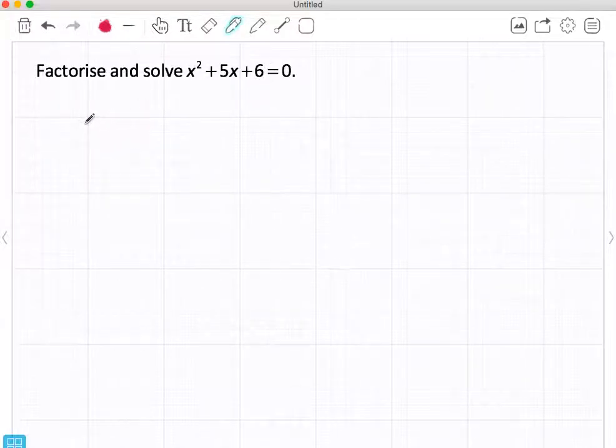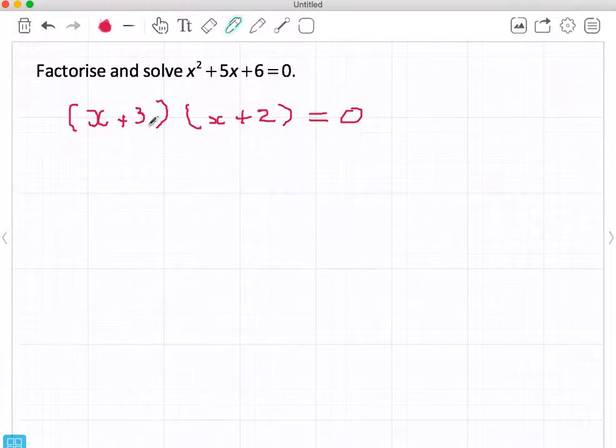Now I'm looking for two numbers that times together to give 6, and add together to give 5. Those two numbers are 3 and 2. So I make up my bracket, and I'm showing this because it wants us to show that it's factorised. We haven't done any other method. So x plus 3 and x plus 2 equal to 0.